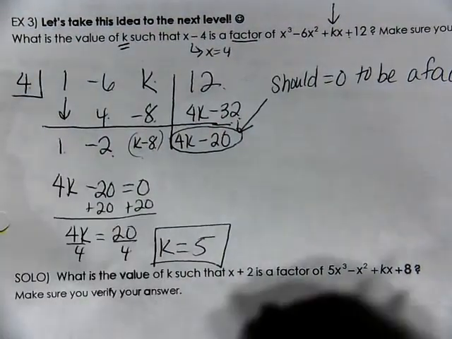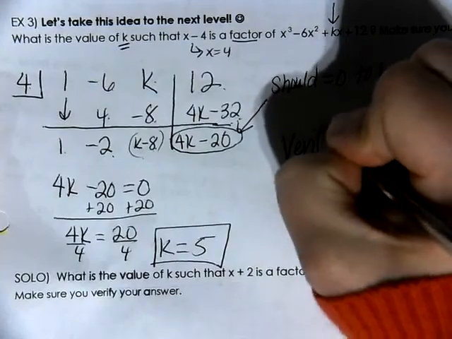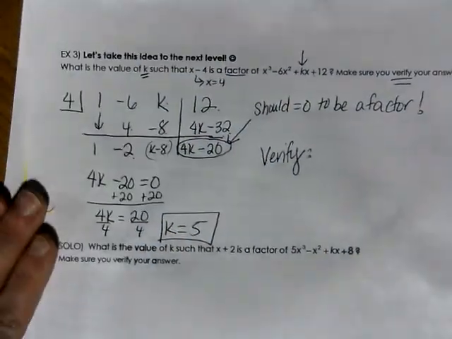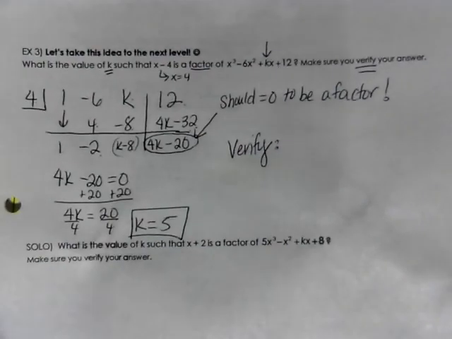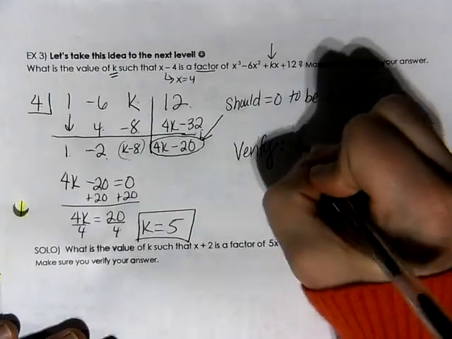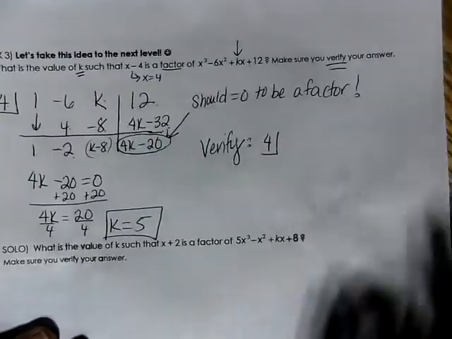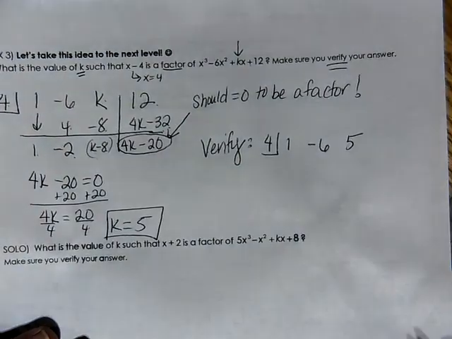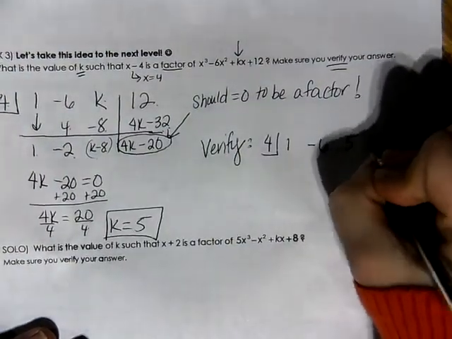Cool. Now we need to verify. And the way you verify is you do synthetic division once again. So I am going to show that 5 works. I'm going to put 4 inside of the little box, and I'm going to write 1, negative 6, 5 in the place of k, and then 12.